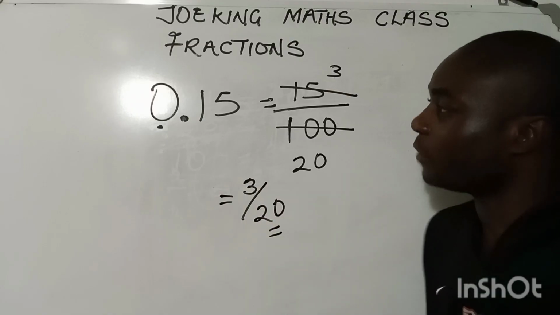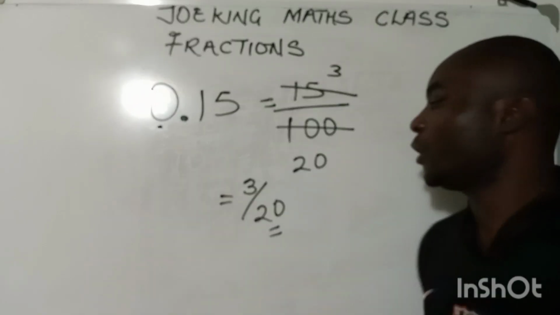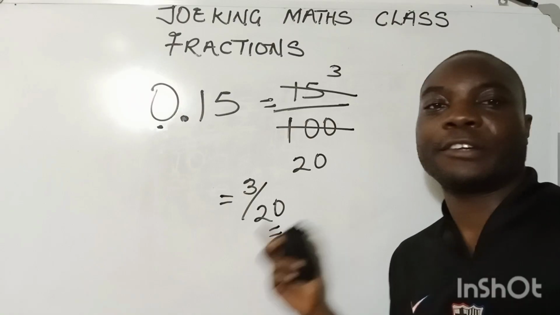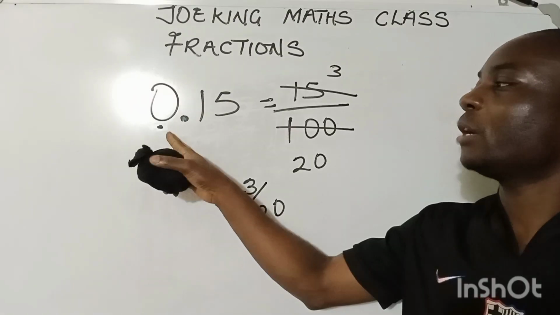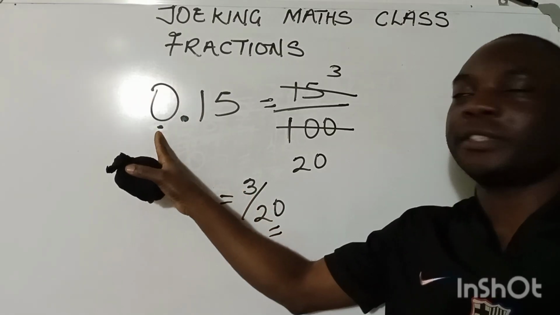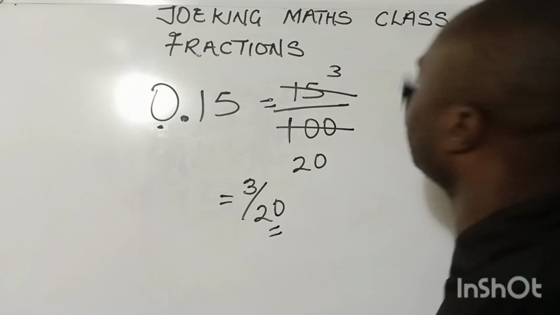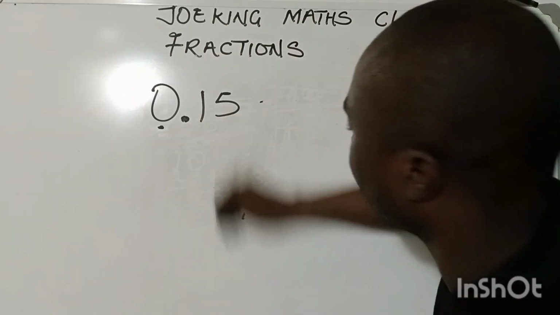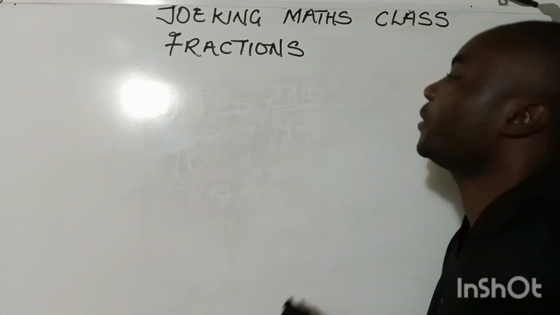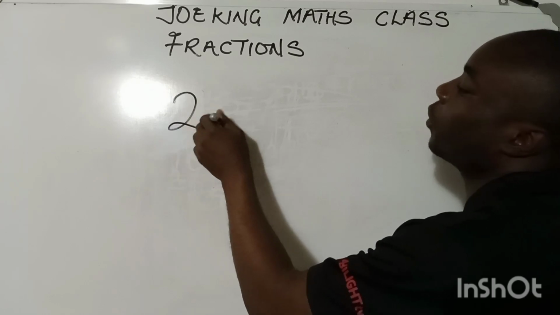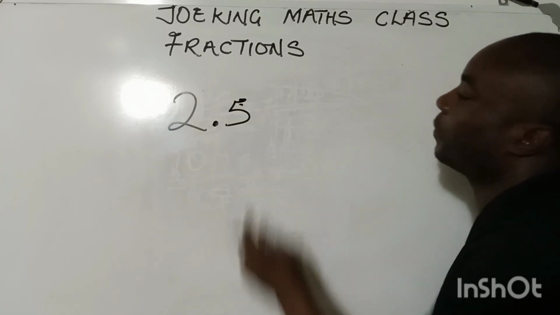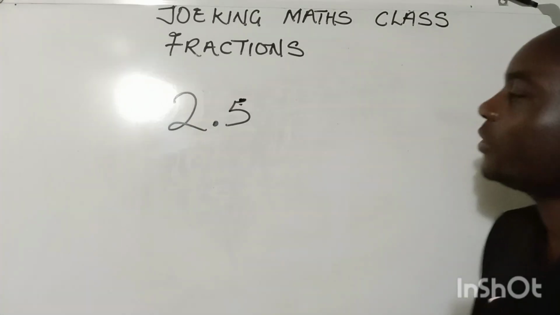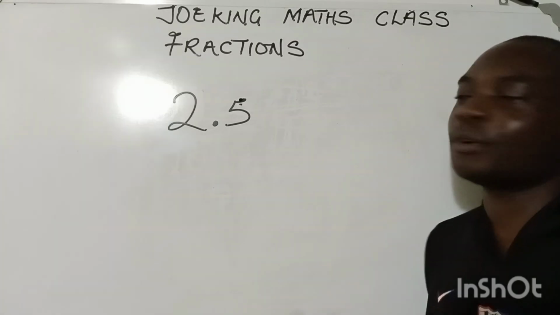So by so doing, we have changed this decimal number to a proper fraction. Now, I was telling you about the case where we have a significant digit. Let's see another example that has a significant digit. Let's take, for instance, 2.5. So let's change 2.5 to another type of fraction.